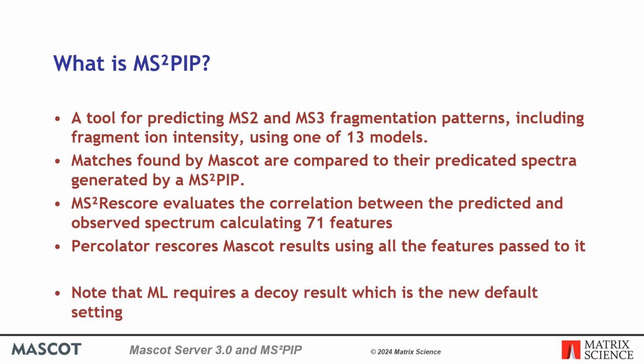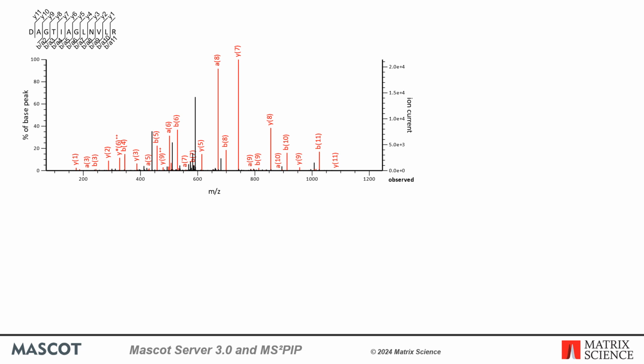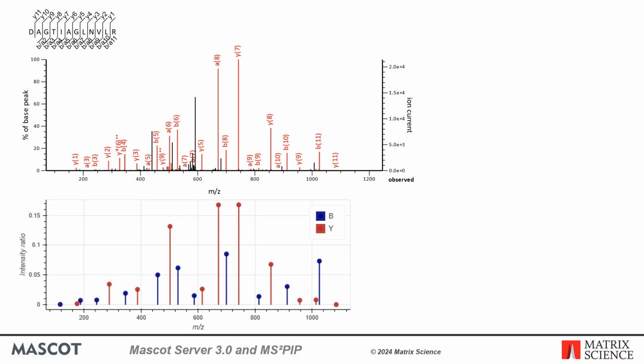In order to use MS²PIP, the search has to include a decoy result. This is now the default setting for Mascot searches. Here is an example of a labeled spectra from a match identified by Mascot server. The peptide sequence was passed to MS²PIP along with which model to use and the predicted spectra generated.